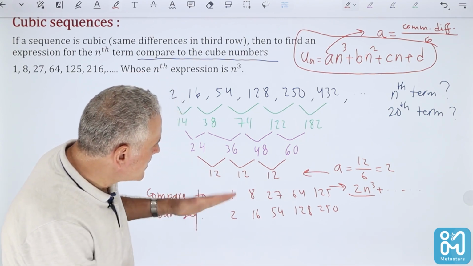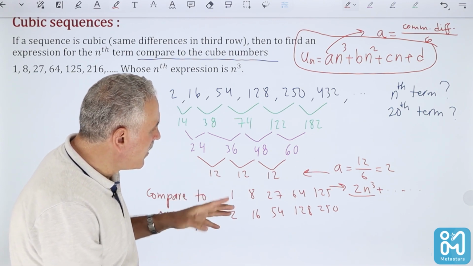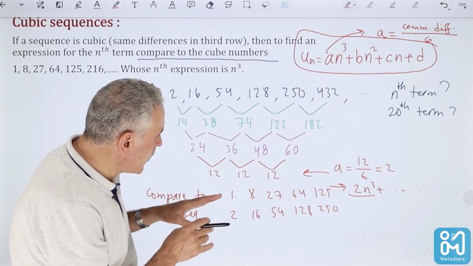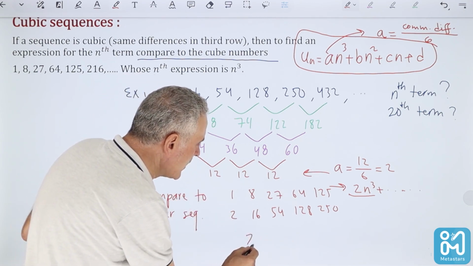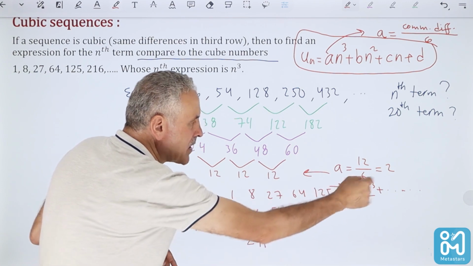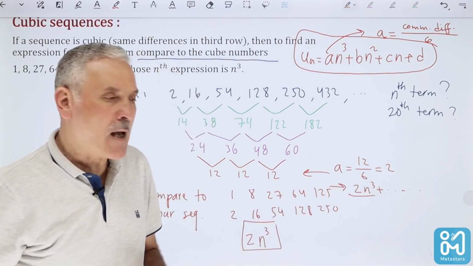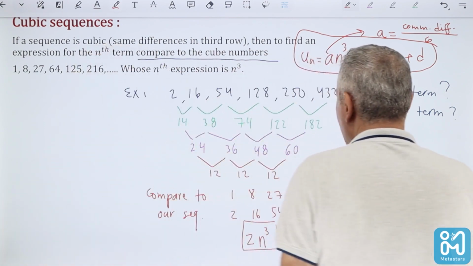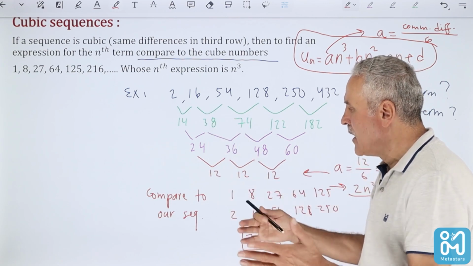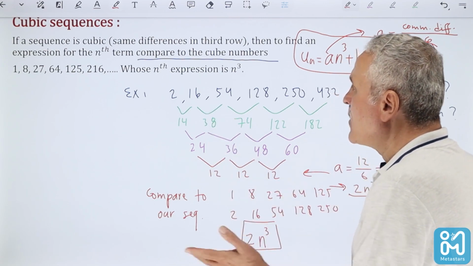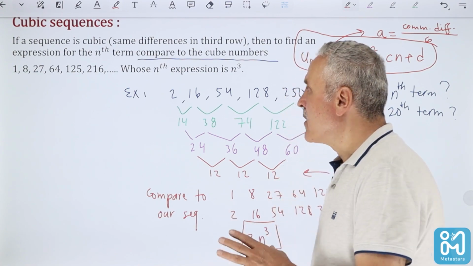And now you could just notice that our sequence is formed by just multiplying each term of the cubic sequence, the cubic numbers, by 2. So you just notice that this is only 2 times n cubed plus 0, nothing. It's just 2n cubed. So the nth term is 2n cubed. Let's check. Take 2 for example. 2 cubed is 8, times 2 is 16, and so on. So that's the way in general in O level: you just compare to the cube numbers.